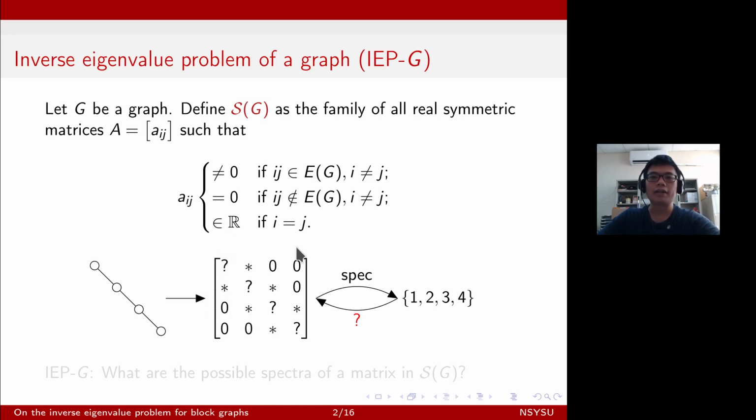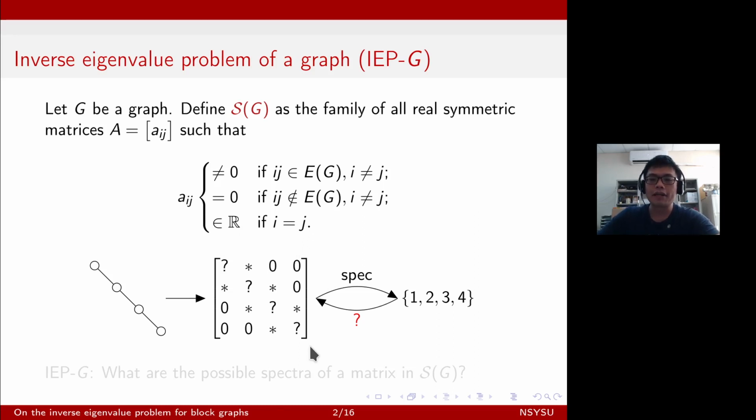We are going to consider the real symmetric matrices such that the off-diagonal entries whose zero and non-zero are described by the edges. So for example, here the edges are 1, 2, and 2, 3, and 3, 4. So we set these three entries to be non-zero. They don't have to be the same, but the whole matrix has to be symmetric. And the diagonal entries can be anything. So given a graph G, S of G represents the set of families, the set of matrices containing all the matrices of this pattern.